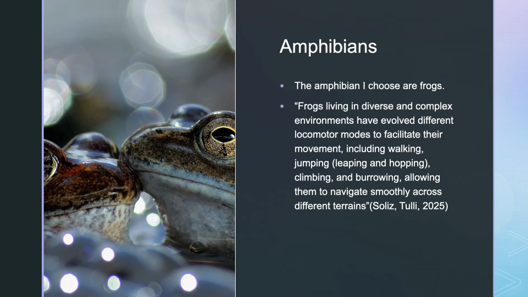The amphibian I chose is the frog. They have a few different adaptations that we will talk about in the next slide. Frogs use these adaptations for a wide variety of body movement and locomotion. They use these adaptations for walking, jumping, climbing, burrowing, and swimming.